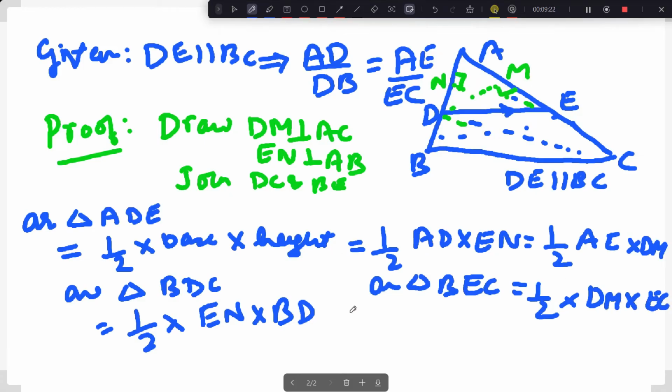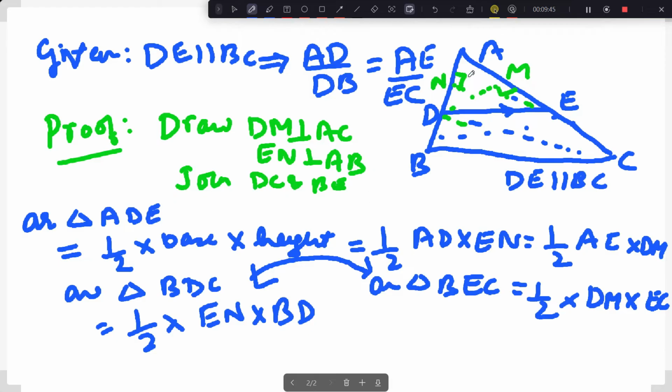Okay. Now what about these two triangles? BDC and DEC. They are drawn on the same base and between a set of parallel lines, right? So that means the areas are equal, right? So the areas are equal, so we get two equations.